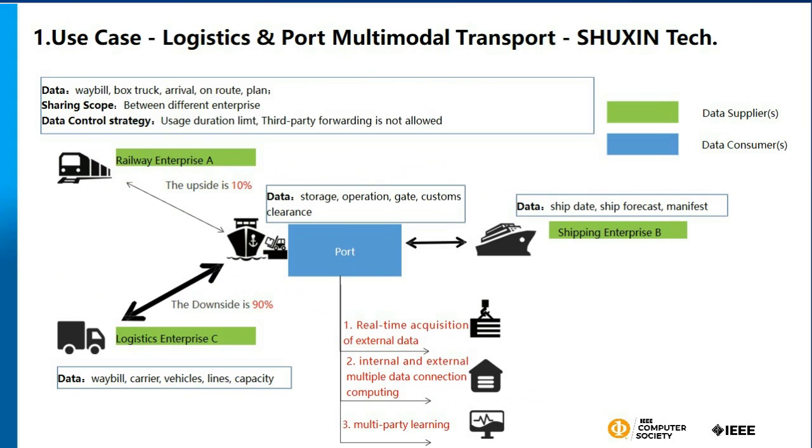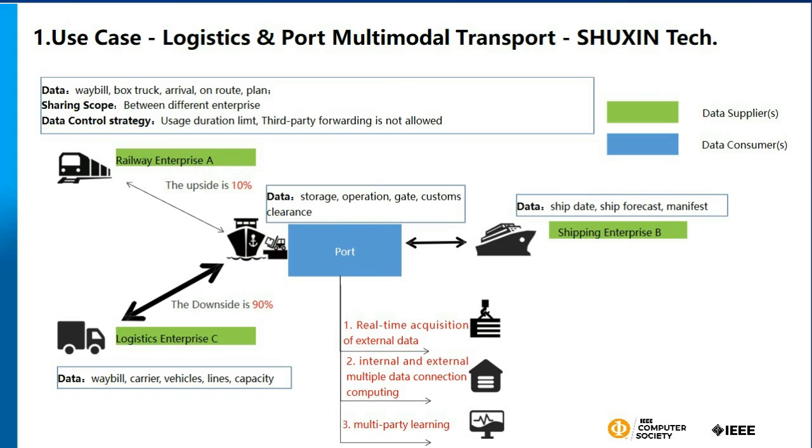And now let me share 2 specific stories for trusted data metrics. I want to thank the companies who provided these use cases, and it's really very interesting to see the applications here. So the first one is about the logistics and port multimodal transport use case. Here, a railway enterprise, a shipping enterprise, and a logistics enterprise want to share their data with the port. And this data could be waybill, box truck, arrival time, route information, and also scheduling. So the port needs real-time acquisition of external data, and this external data will be used together with its internal data to carry out joint computing, and then provide assistant decision-making.